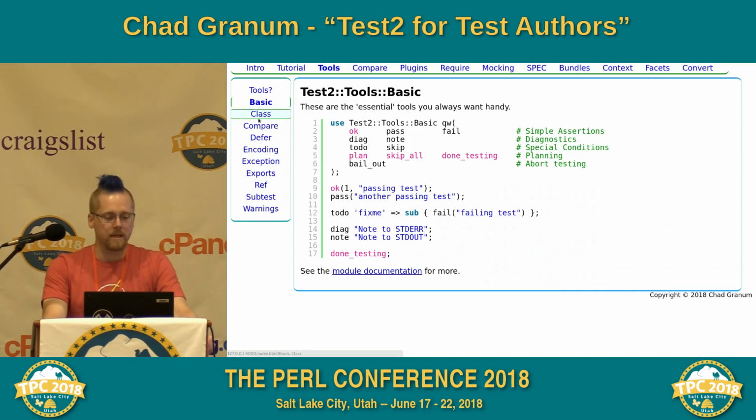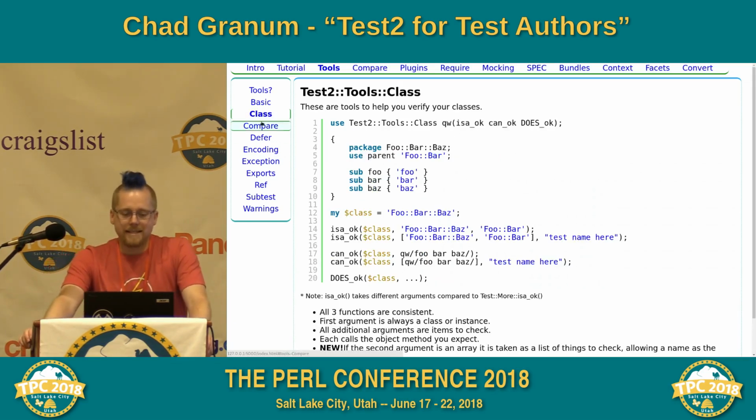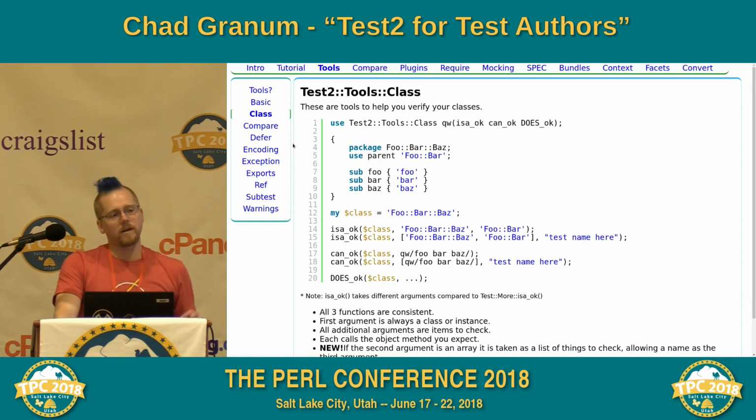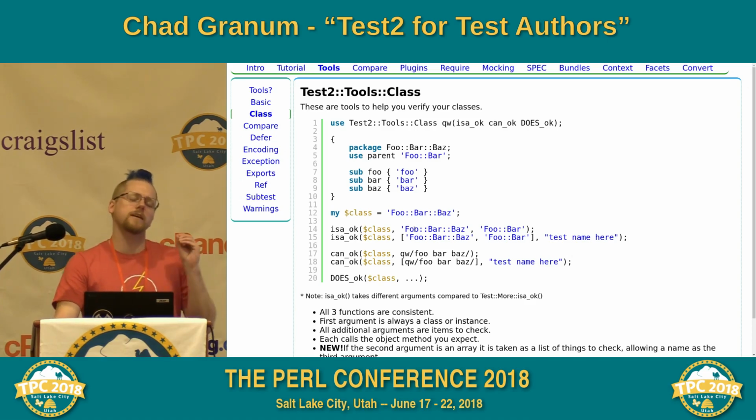Pretty simple there. There are also tools for classes. Some of these you'll be familiar with, except they have changed. In Test2, is it OK and can OK looked like they were used the same, but they weren't. Is it OK would take, for its first argument, something to check, its second argument, something to check against, and then the third argument was an alternate name for the first. It was not a second class to check. If you've ever done that, you have bugs in your test suite.